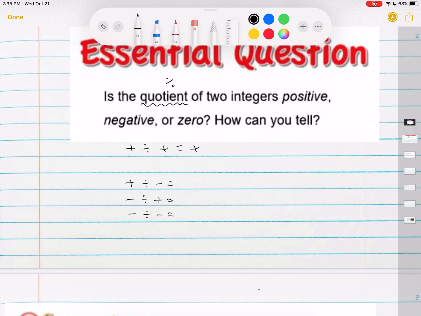These are actually going to follow all the same rules as yesterday. So less rules to memorize, which is great. So positive divided by a negative is going to be negative. A negative divided by a positive is negative, and a negative divided by a negative is positive.